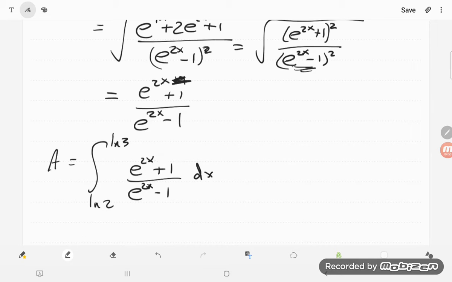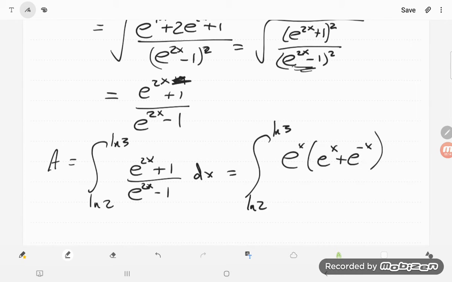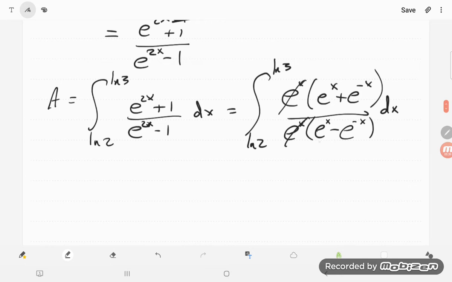Now, you'd think we can't do that, but actually, here's a nifty little idea. Let's factor e to the x out of the top and the bottom. So this is log 2, log 3. And we have e to the x times (e to the x plus e to the negative x). Now the reason I thought about doing that was because this e to the x plus e to the negative x looks a lot like a nice hyperbolic cosine. And then e to the x times (e to the x minus e to the negative x) dx. And so those disappear, and we just end up with that fraction.